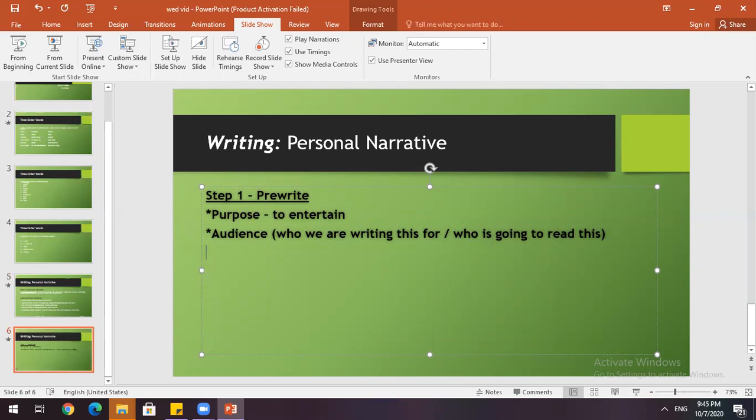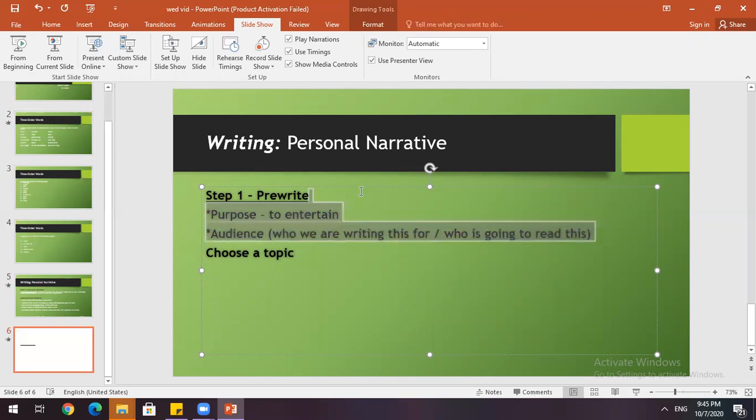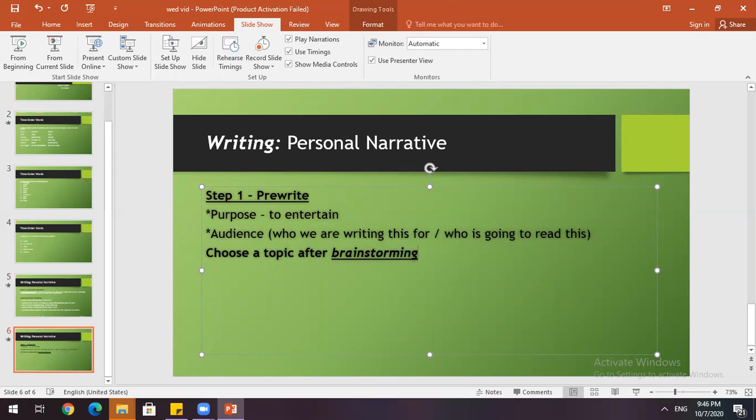Okay, so once we identify those and we know why we're writing it and who's going to read it, we start to choose a topic. After what? Brainstorming. What does it mean to brainstorm? When we come up with possible ideas. So choose a topic after brainstorming a list of memorable events.